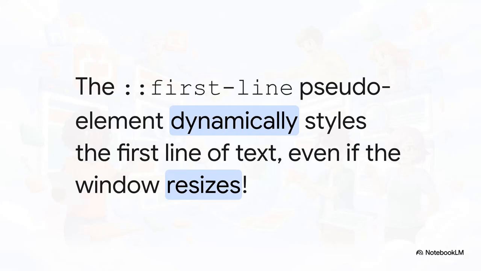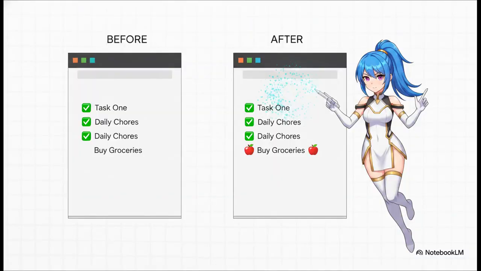It's the same idea for the first line of a paragraph. Using dash first line, you can make it bold or a different color. And the best part is, it's totally dynamic. If you resize your browser and the words reflow, the style automatically jumps to whatever the new first line is. It's so smart.